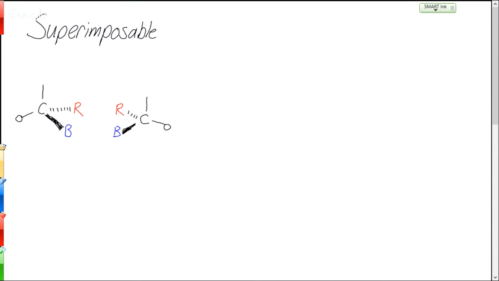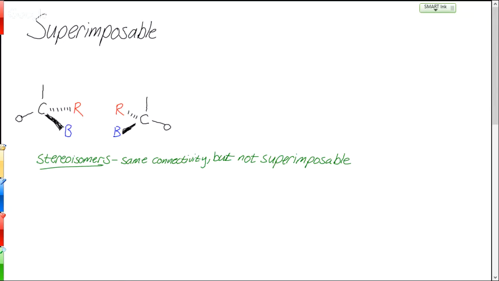So the terms that we use for these are either stereoisomers, which means that they're connected the same, they have the same connectivity, but they are not superimposable. So regular isomers or structural isomers have the same formula but are connected in different ways. Stereoisomers have the same formula and the same connectivity, the same connections, but they're still different because they're not superimposable. Their 3-dimensional shape is different even though everything is connected in the same way.